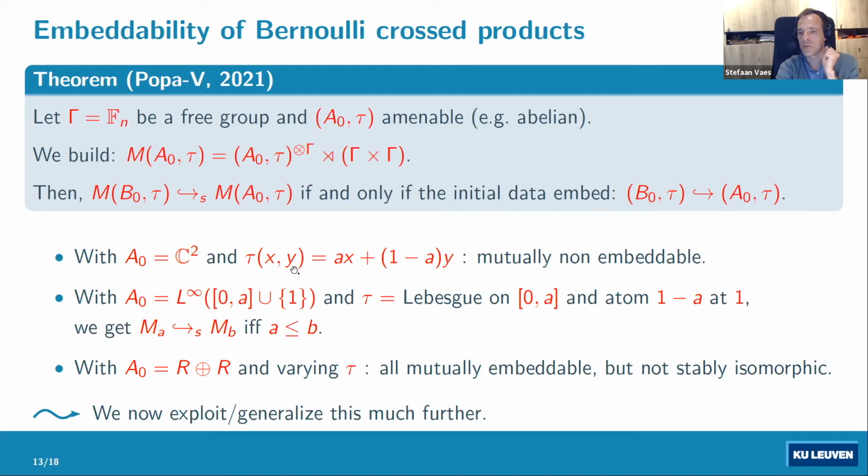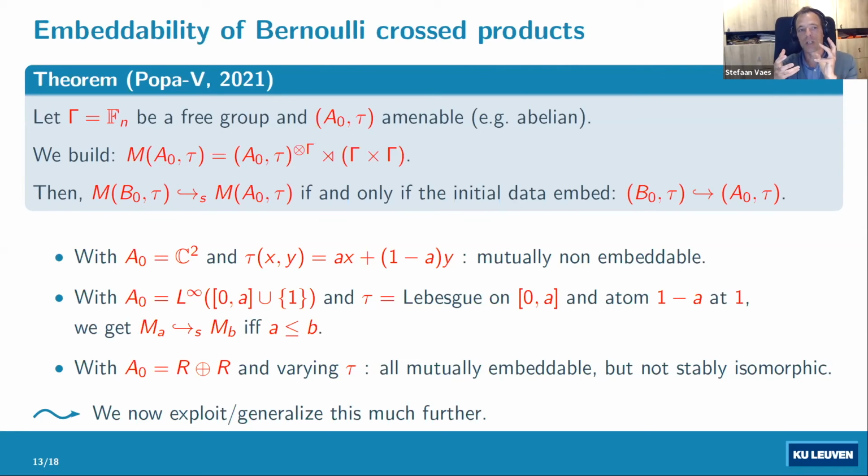As a probability space, instead of taking 2 points, you take the interval from 0 to A with the Lebesgue measure, which has measure A, and then you add the remaining measure, 1 minus A, as an atom at the point 1. You perform the same construction, and what you get is II_1 factors M_A indexed by this number A between 0 and 1. And you can embed M_A into M_B if and only if A is smaller or equal to B. So now we get a continuous chain of II_1 factors, and they are canonically embedded when A is smaller or equal to B.